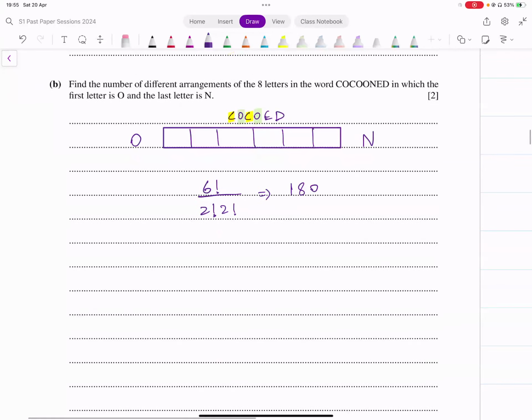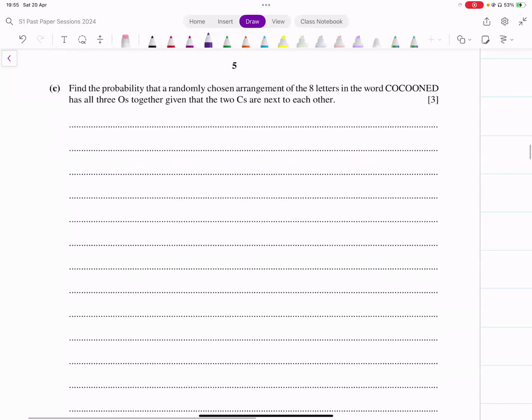Okay, pretty straightforward again. Now it says find the probability that a randomly chosen arrangement of the 8 letters in this word has all 3 O's together. Now we're talking about arrangement. Arrangement means permutation, right? Find the probability that a randomly chosen arrangement has all 3 O's together, given that the 2 C's are next to each other.